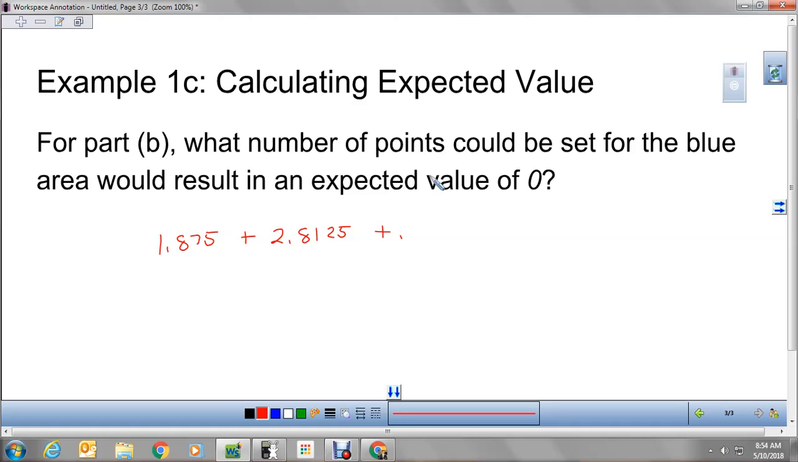0.75 times x. Now, the 0.75 comes from taking the 432 divided by 576, because we're trying to figure out what we will put in here. So we have to come up with our probability times whatever x is going to be, our expected value of how many points we'd need for the blue. And we want our answer to come out to be 0. So it becomes just that regular algebra problem.